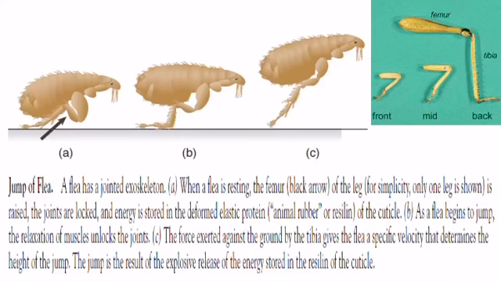In figure B, the flea starts to jump. As a flea begins to jump, the relaxation of muscles unlocks the joint. In figure C, when the flea takes off for the jump, the force exerted against the ground by the tibia gives the flea a specific velocity that determines the height of the jump. The jump is the result of the explosive release of the energy stored in the resilin of the cuticle.